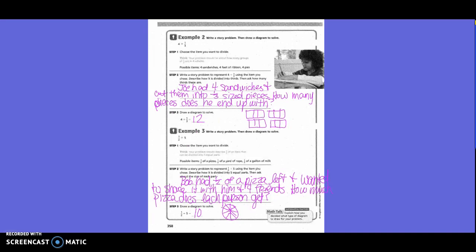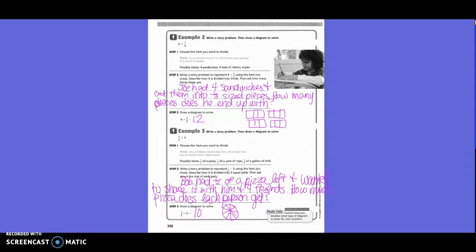Example 2, write a story problem and draw a diagram to solve. 4 divided by 1/3. Step 1, choose the item you want to divide. And we chose sandwiches. Step 2, write a story problem to represent 4 divided by 1/3 using the item you chose. Describe how it is divided into thirds and ask how many thirds there are. Joe had 4 sandwiches and cut them into 1/3 size pieces. How many pieces does he end up with? So we drew 4 rectangles, broke them into 3 pieces each, and we had 12 total.